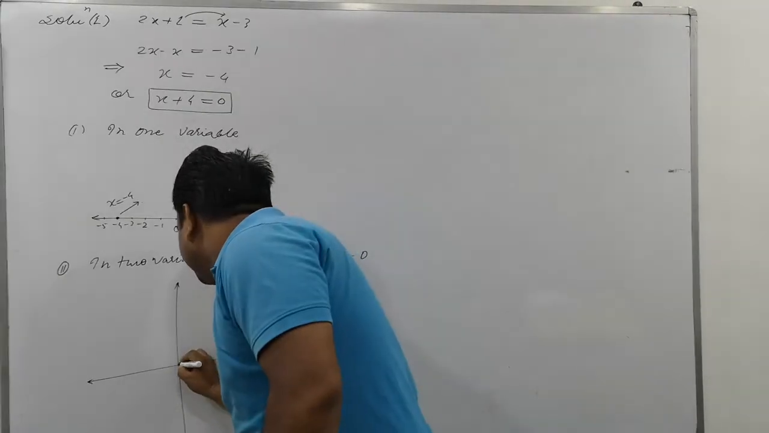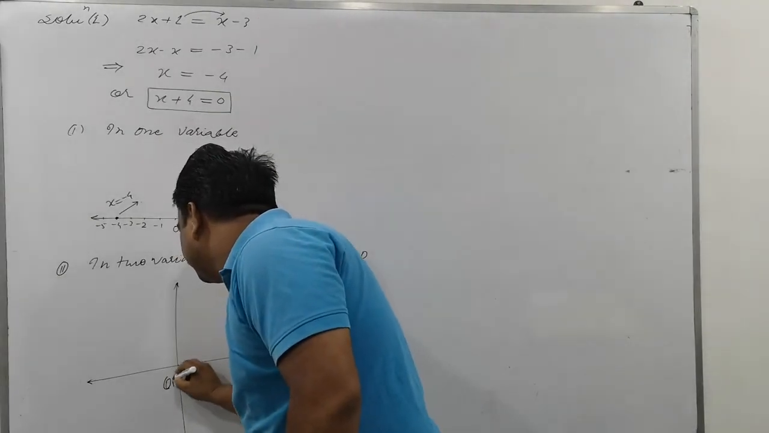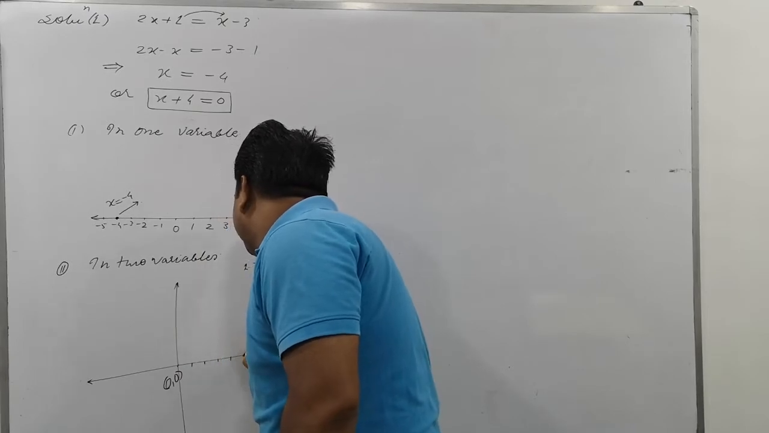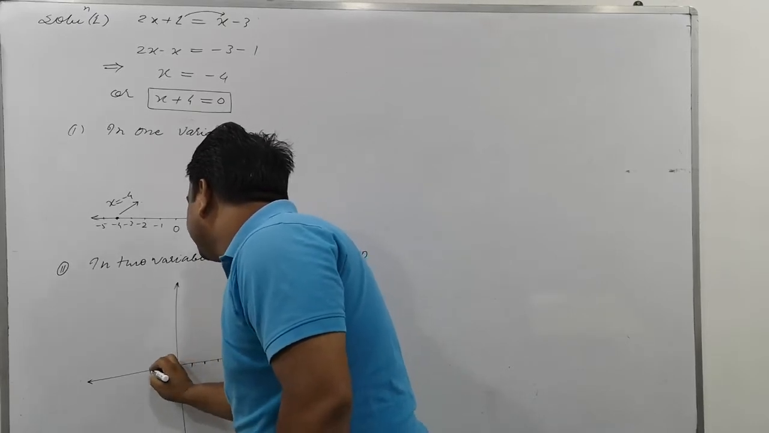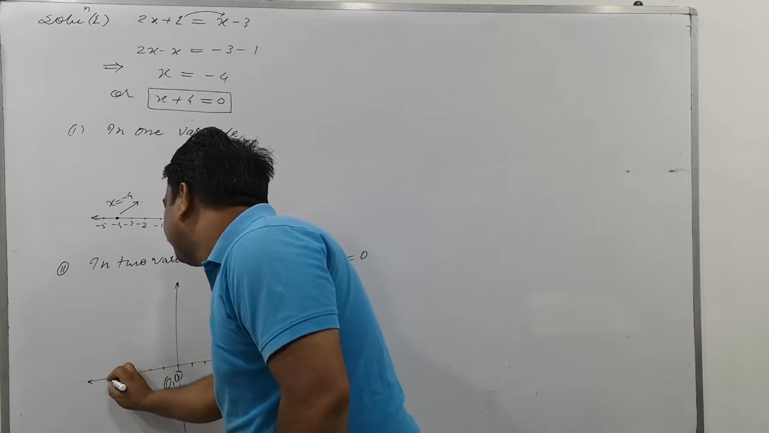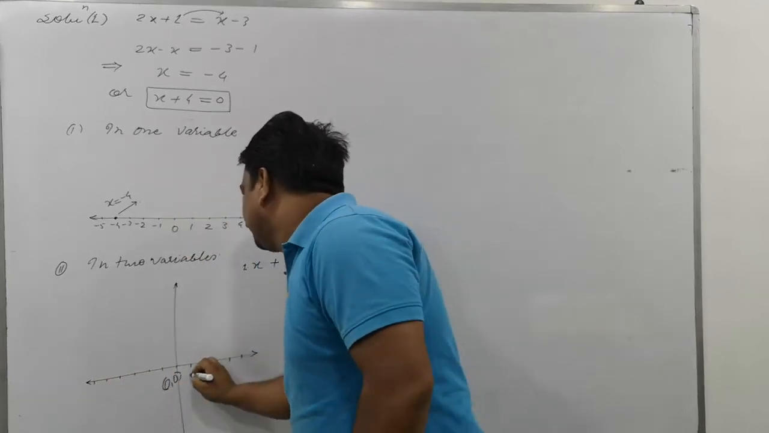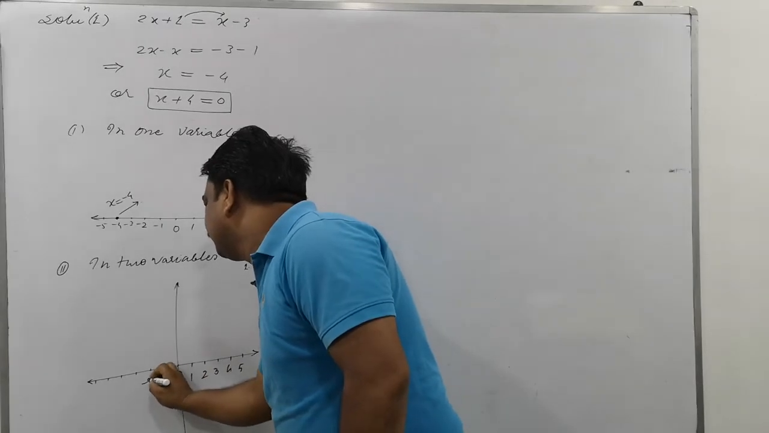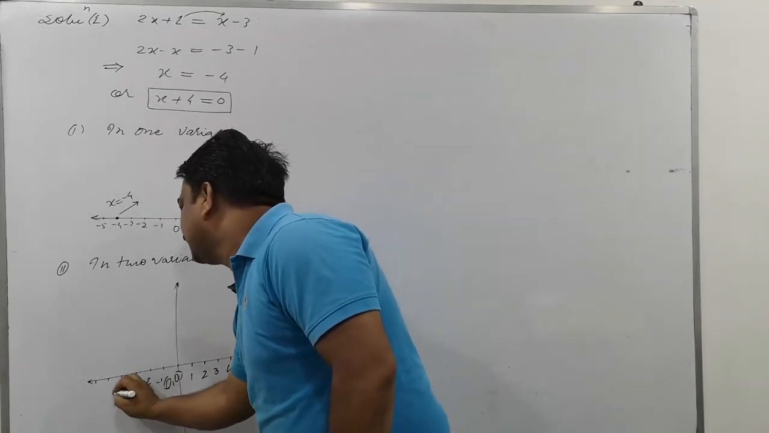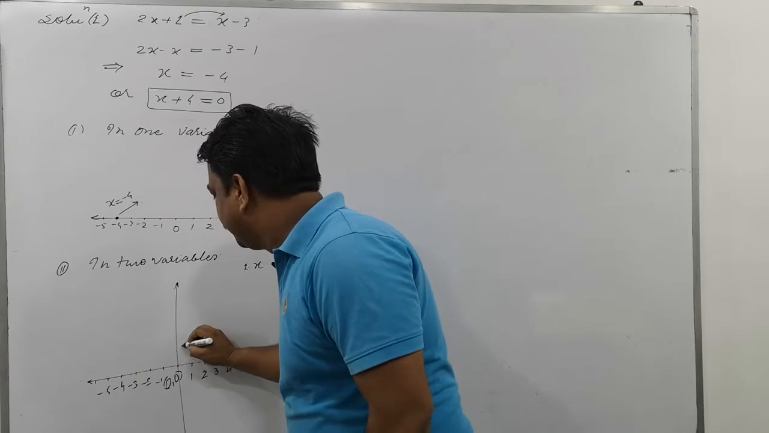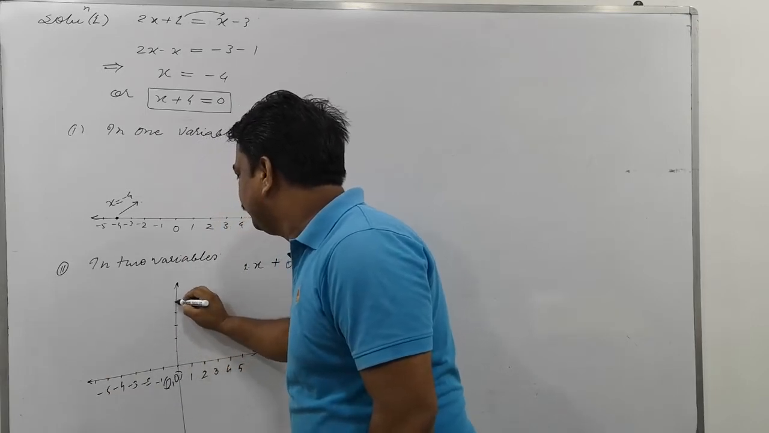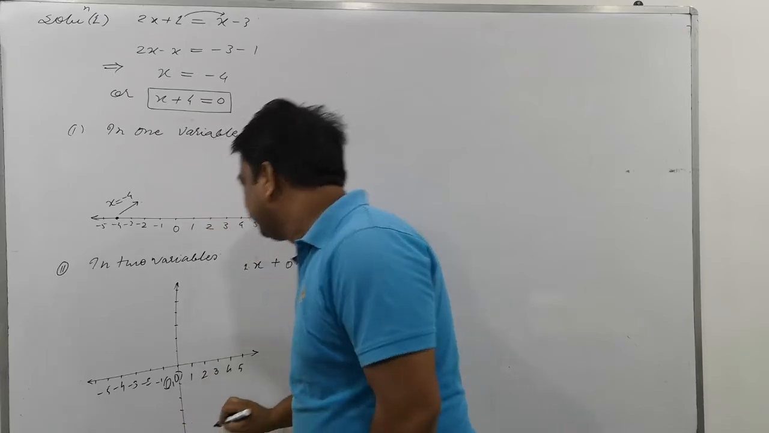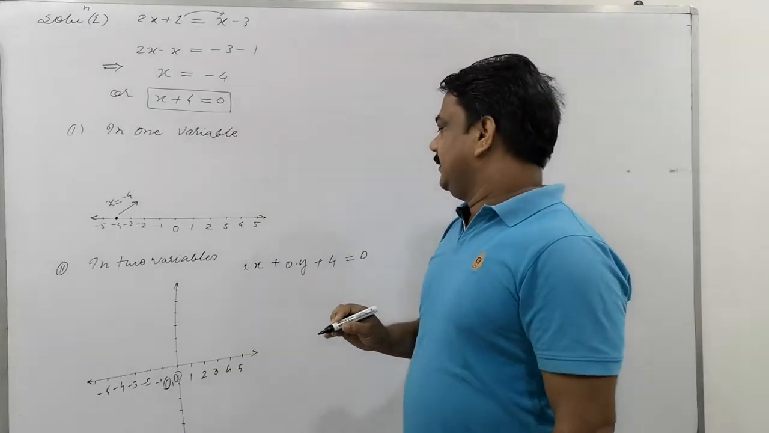Again, it's a 0, 0. Then 1, 2, 3, 4, 5, 6 furthermore also. Then minus 1, minus 2, minus 3, minus 4 and minus 5. It's 1, 2 furthermore about y also. Is that clear? Now please look at this.